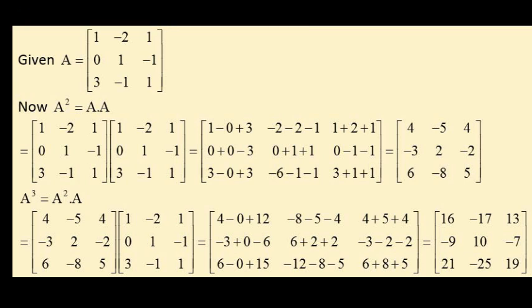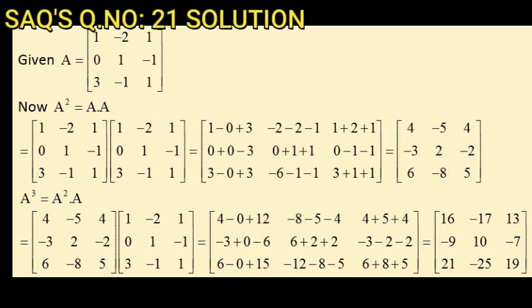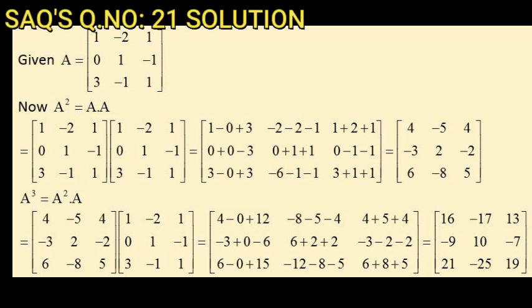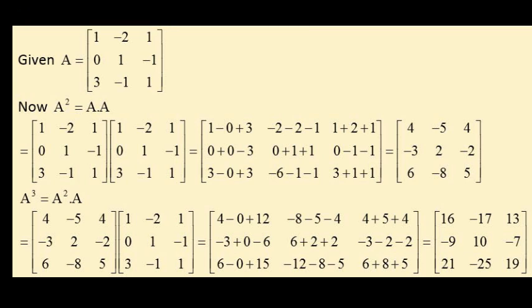First, for A square, A into A, here we use the multiplication of matrices. Consider that is equal to [1, -2, 1; 0, 1, -1; 3, -1, 1] into, again we consider the matrix A, [1, -2, 1; 0, 1, -1; 3, -1, 1]. Multiplication of matrices means multiply the first row of the first matrix with the first column of the second matrix, which is the first element. That is equal to 1 minus 0 plus 3. Next, multiplying the first row with the second column is the second element. Next, multiply the first row with the third column is the third element.